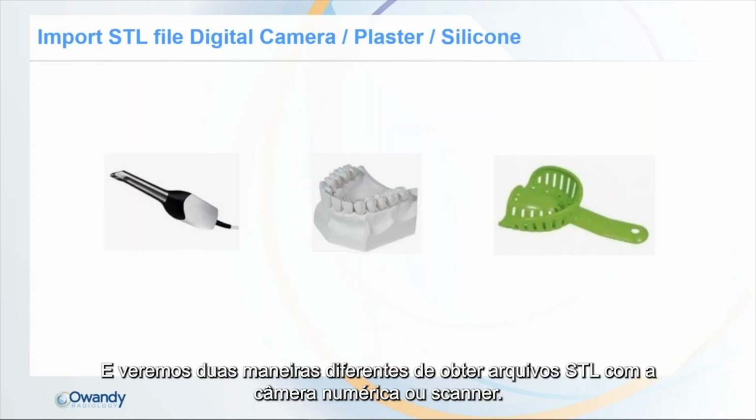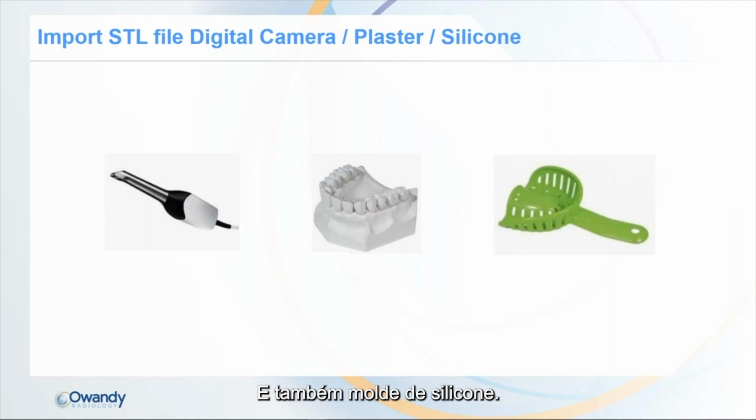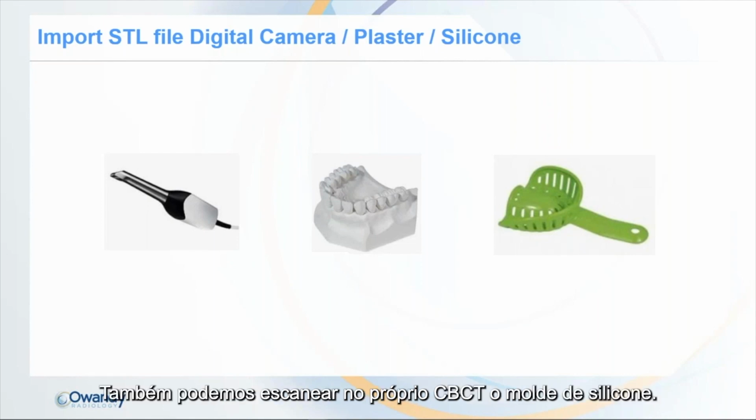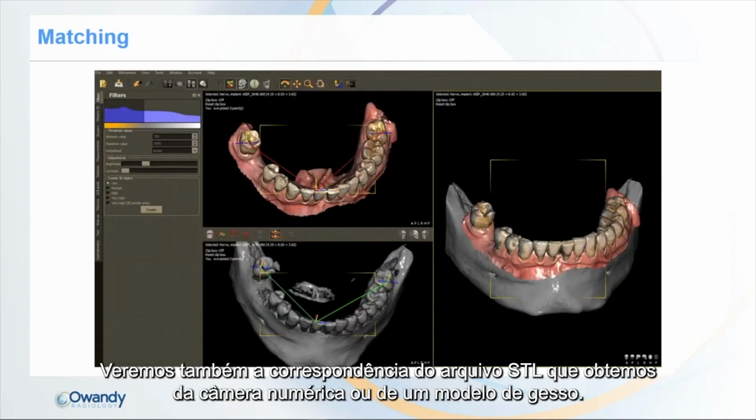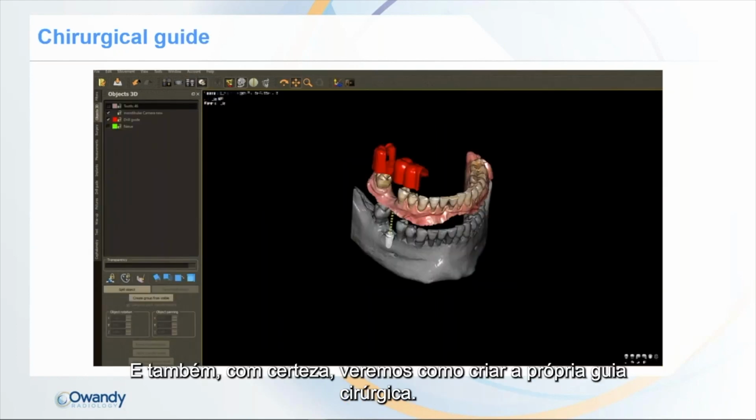And we'll see the different ways of getting an STL file with a digital camera, scanner, or from a plaster model. We may use a plaster model directly on the device to recover an STL file, and also a silicone mold. We may also scan the silicone mold on the CBCT itself. We'll see also the matching of the STL file we get from a digital camera or a plaster model. We may match it to the CBCT itself. And also, for sure, we'll see how to create the surgical guide itself.